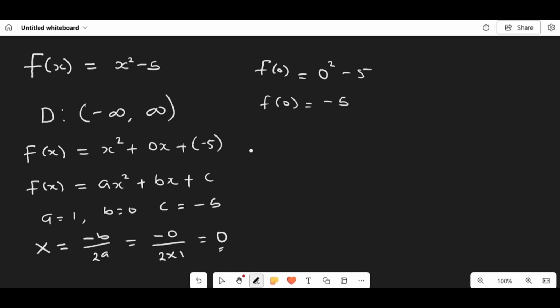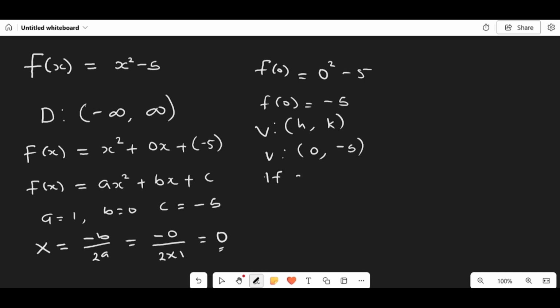The vertex can be written as follows: V open bracket h, k, close bracket. And let us substitute our values into it. Our h here represents the x coordinate, which is 0, and our k represents the y coordinate, which is minus 5. And for us to determine the range of a quadratic function, it is actually influenced by the value of a.